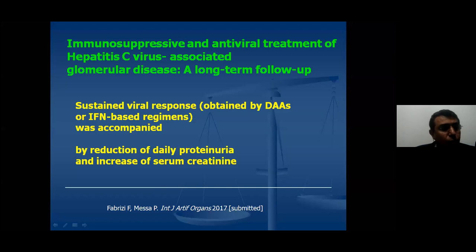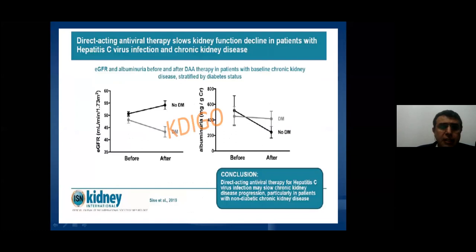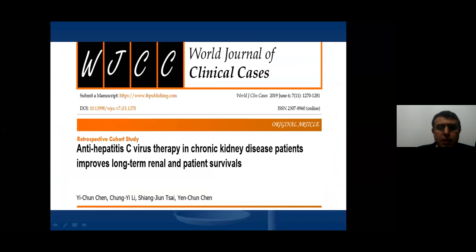This is another important article and meta-analysis showing that the association of renal function and direct acting antiviral agents was very important to slow the progression of chronic kidney disease. Another study showed that direct acting antiviral therapy slows kidney function decline in patients with hepatitis C virus infection and chronic kidney disease. This is another evidence showing that anti-hepatitis C virus therapy in chronic kidney disease patients improves long-term renal and patient survival.